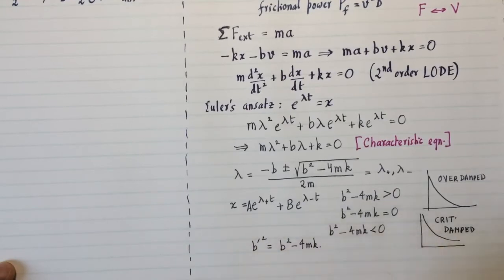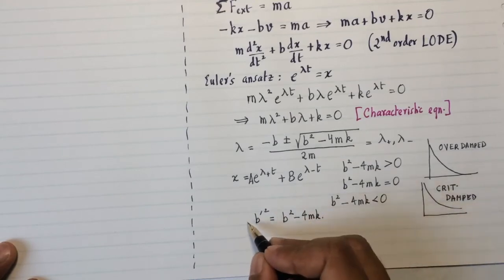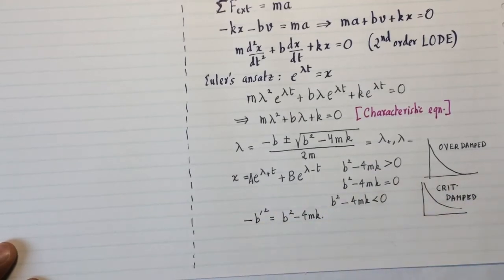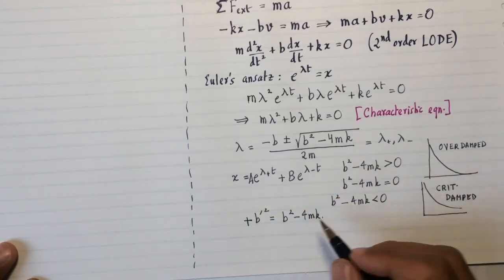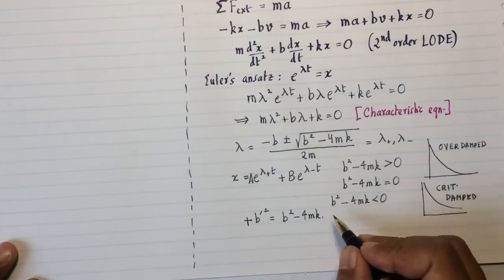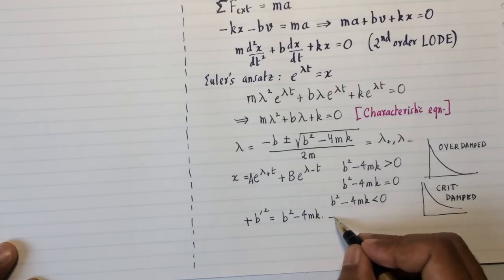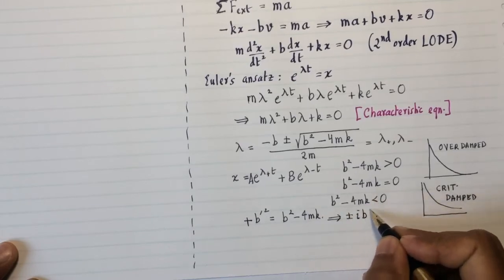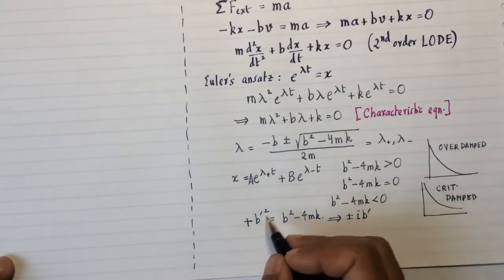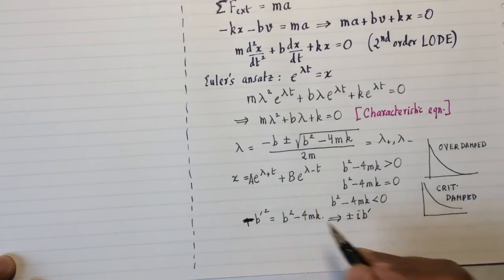So if I take the square root of something that's less than 0, I'll get plus or minus ib prime. So I think I was right in putting the negative sign there. If I put a negative sign there, then that's guaranteed to always be real.